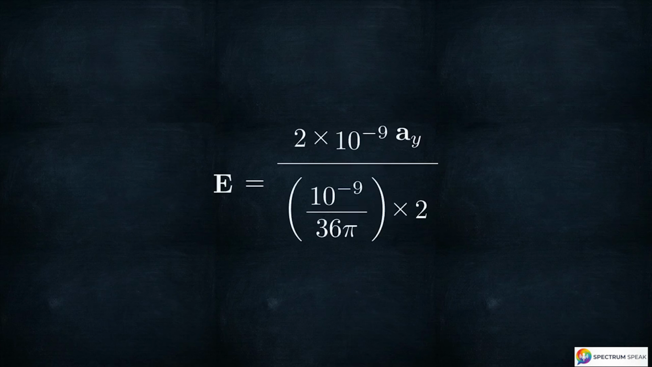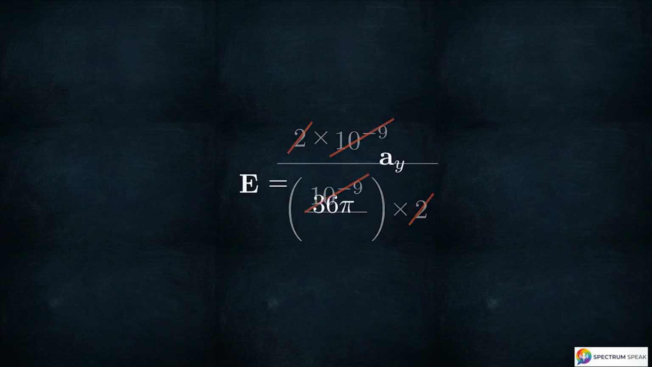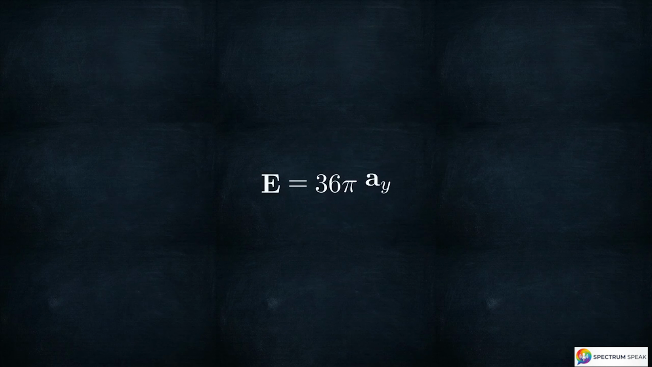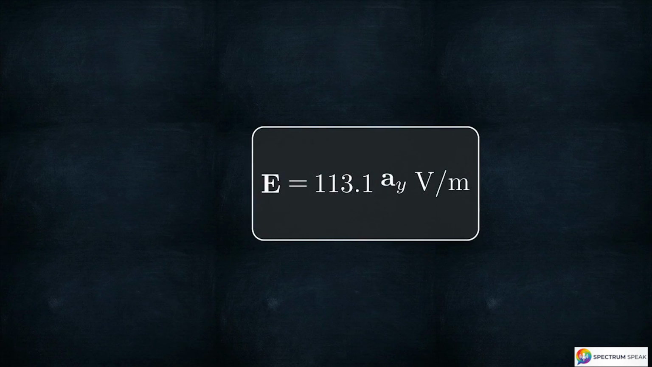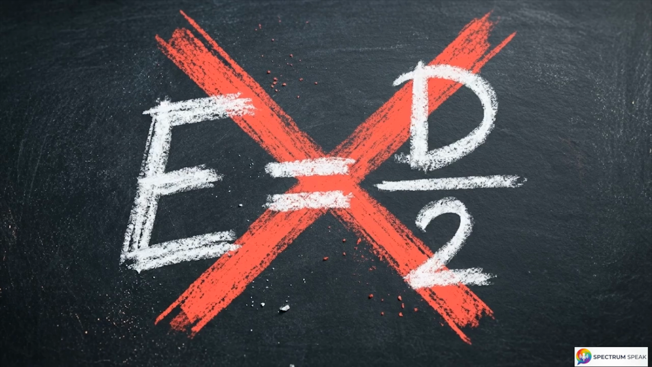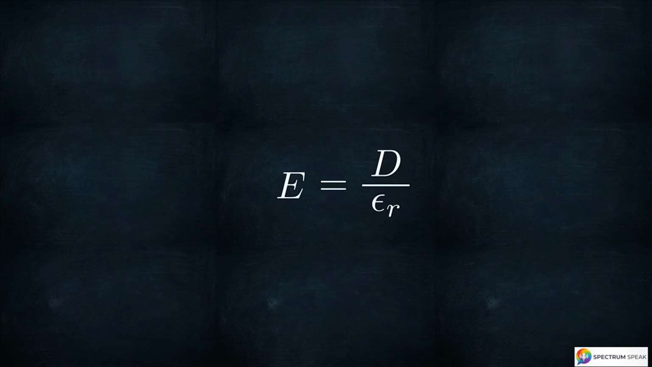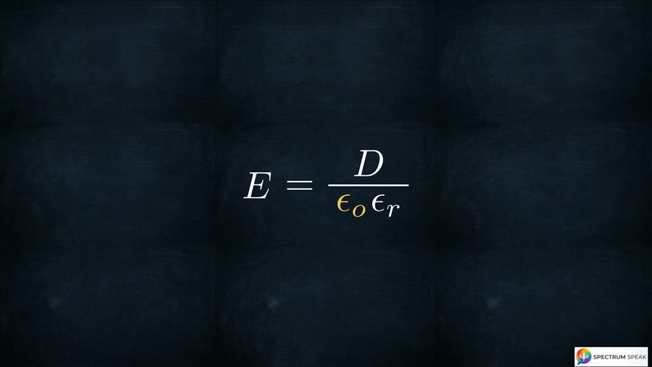Watch what happens in the denominator. The 2's cancel out. The 10 to the negative 9ths cancel out. We're left with 36 pi in the a_y direction, which calculates to a final electric field of 113.1 a_y volts per meter. There is an easy trap to fall into. With a dielectric constant of 2, it's tempting to just divide D by 2, but epsilon r is a relative multiplier. You must multiply it by the free space constant, epsilon naught, to get the correct field.